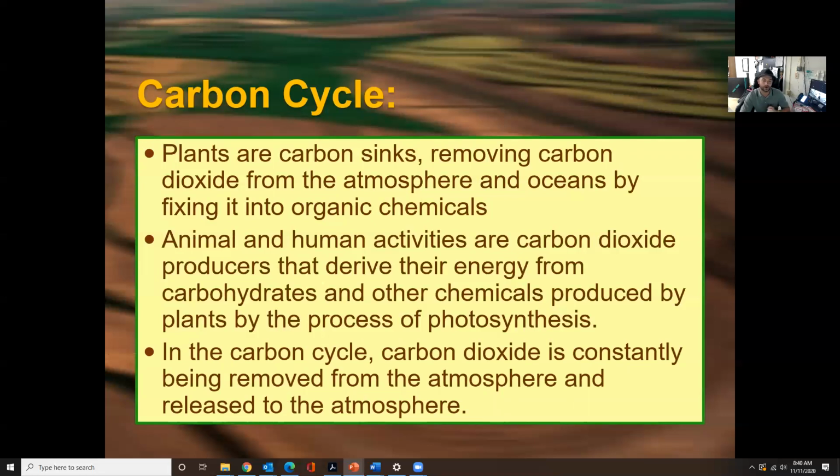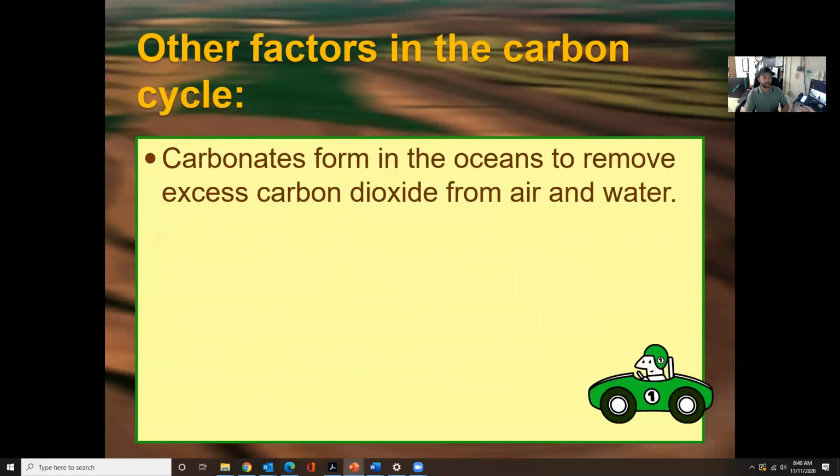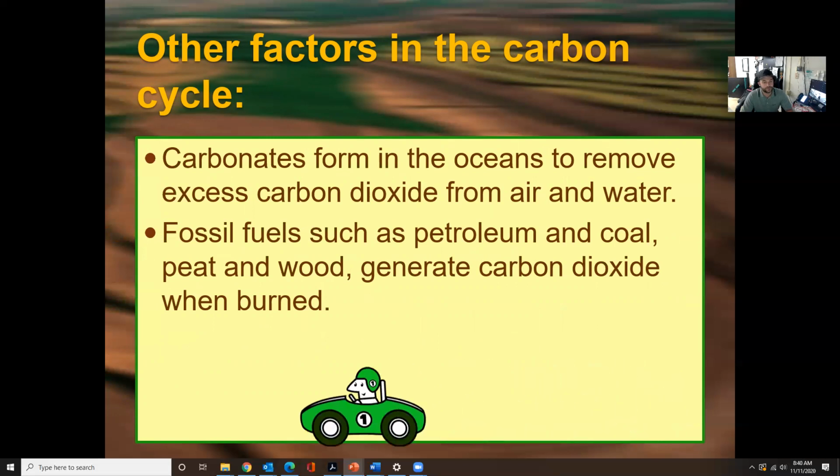So in the carbon cycle, carbon dioxide is constantly being removed from the atmosphere and released to the atmosphere. So other factors in the carbon cycle: carbonates form in the oceans to remove excess carbon dioxide from air and water. Fossil fuels such as petroleum and coal, peat and wood generate carbon dioxide when burned.